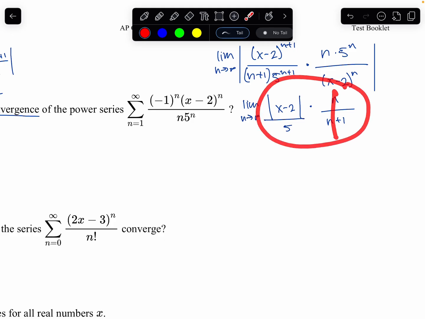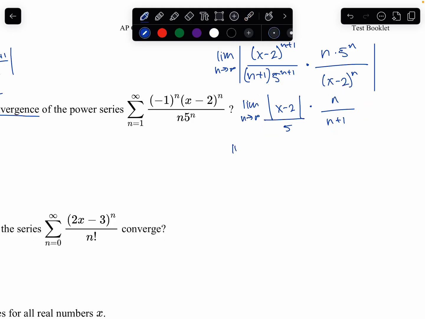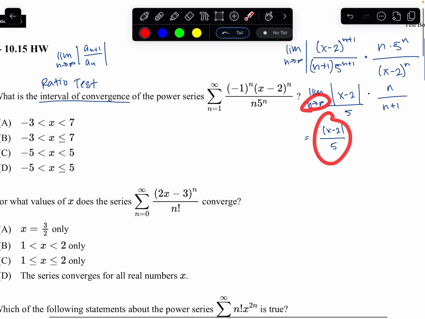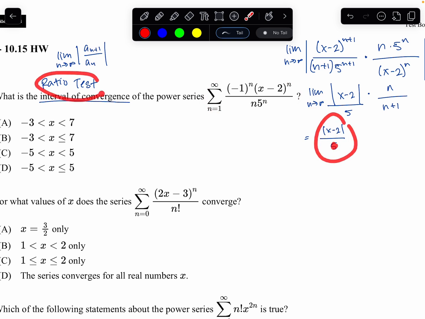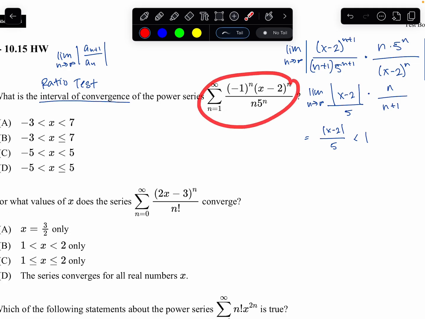So this will be the value of my limit. My limit is going to just be equal to |x minus 2| over 5. This is my ratio. As n approaches infinity, the ratio of the (n+1)th term over the nth term is equal to the absolute value of x minus 2 over 5. So hence the ratio test, this is my ratio, and we know that if the ratio is less than 1, then the series will converge.